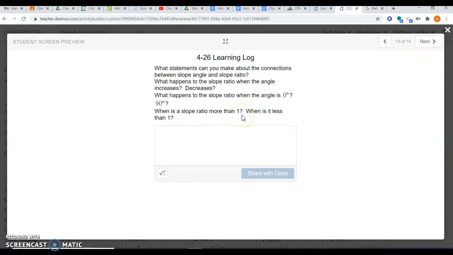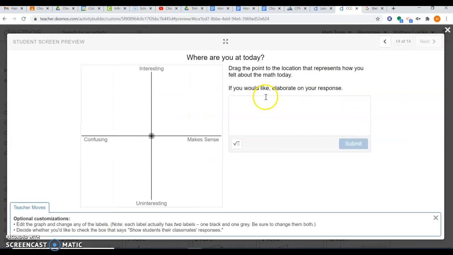And then we're going to answer the 3 big questions from the beginning of the lesson. What happens to the slope ratio when the angle increases, decreases? What happens to the slope ratio when the angle is 0 or 90? And when is the slope ratio more than 1 or less than 1? And then your understanding check right here. If you have questions throughout the lesson, please let me know. I think this one will be a good one for us, especially if we were very serious and got a good understanding of the Monday and Tuesday lessons that really introed this idea.